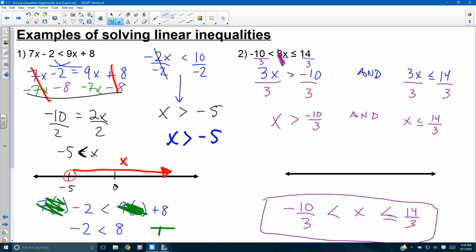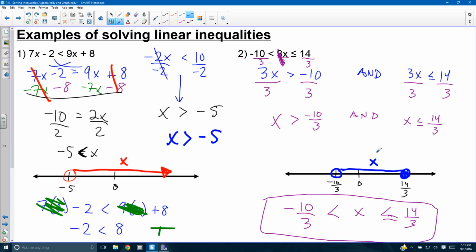To graph this, let's get 0 on there. Let's get negative 10 thirds. It's somewhere in the negative direction. I don't know exactly where. I guess a little less than negative 3. And positive 14 thirds, it's pretty close to 5, but right there. Now, if x is greater than this one, but less than or equal to this one, we'll have open and closed circle. We'll get x all inside here.